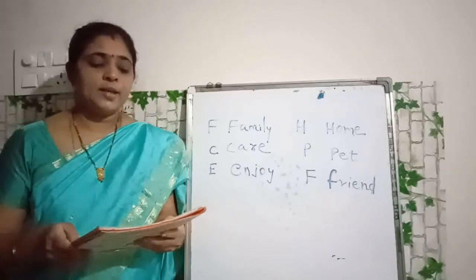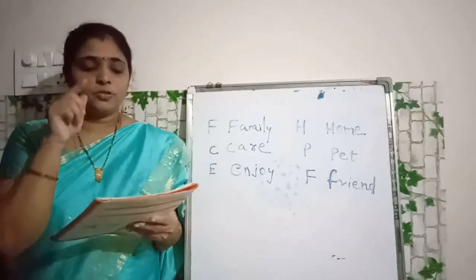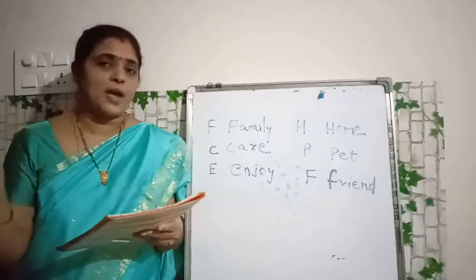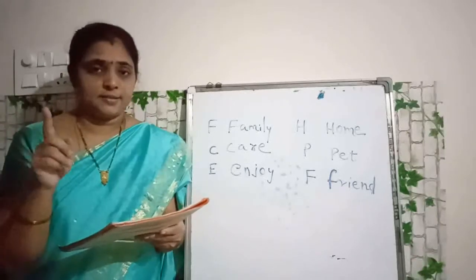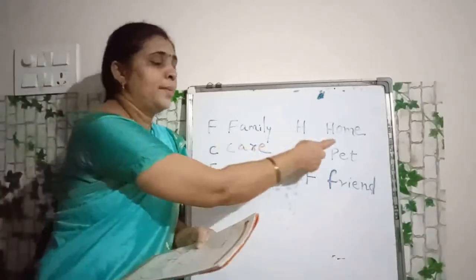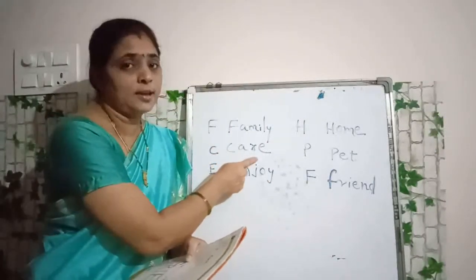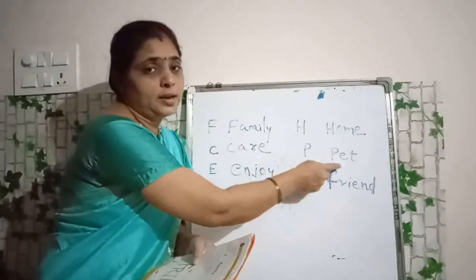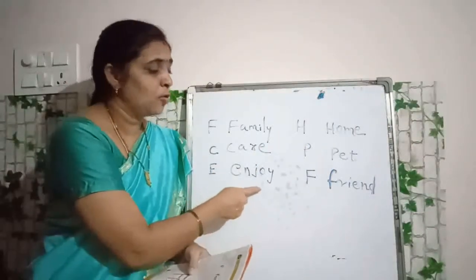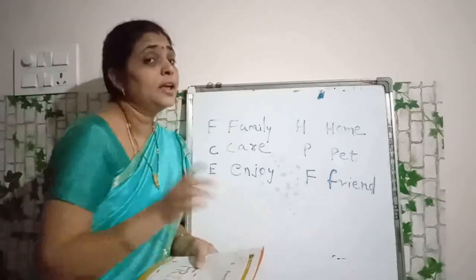One is done for you. See there, first F. F is already written: F for family. F-A-M-I-L-Y, family. Next one, H. H for home: H-O-M-E, home. C for care: C-A-R-E, care. P-E-T, pet. E, enjoy: E-N-J-O-Y, enjoy. F, friend: F-R-I-E-N-D, friend.